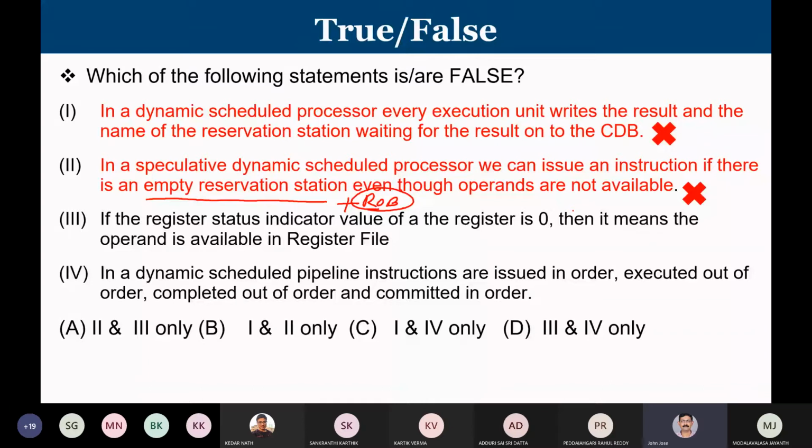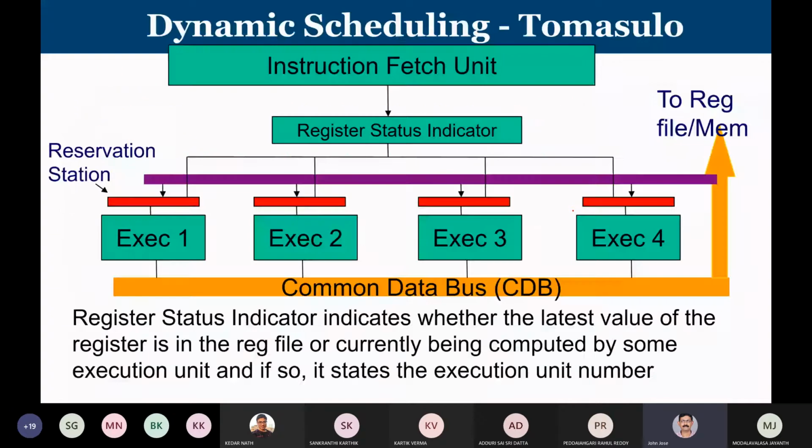Now let us go to the third one. If the register status indicator value of a register is 0, then it means the operand is available in the register file. So the RSI will tell you whether the latest value of a register is in the register file. If it is equal to 0, it is in the register file; otherwise it is currently being computed by some execution unit, and it will state the execution unit number.